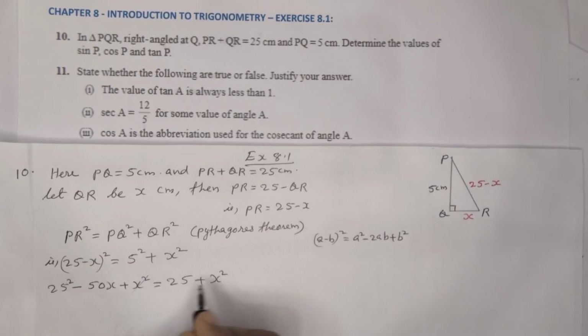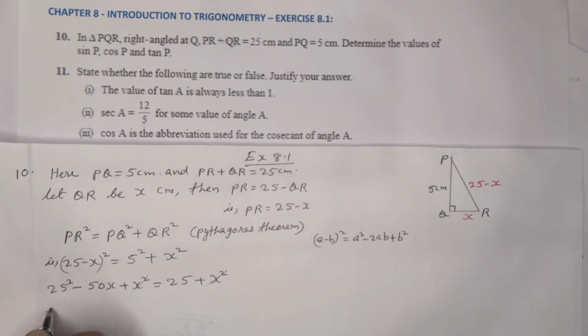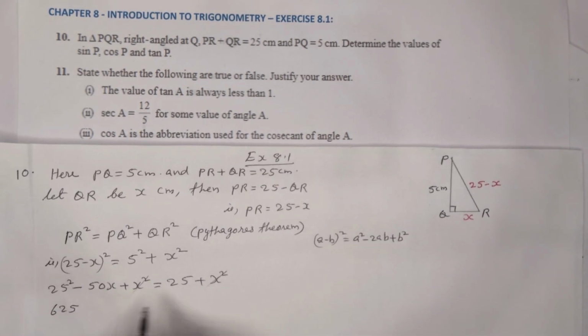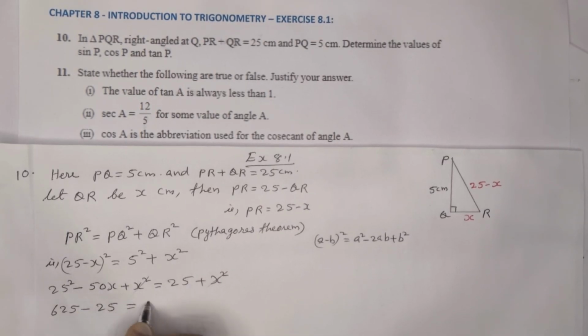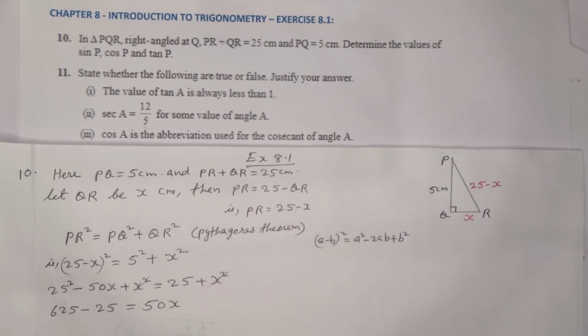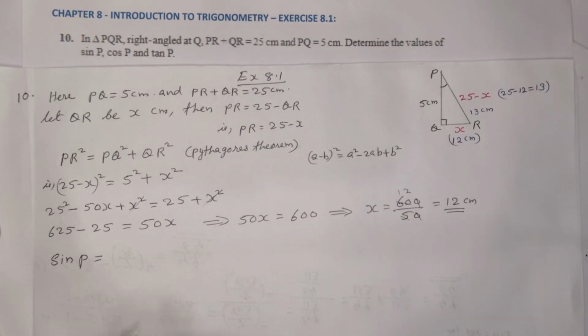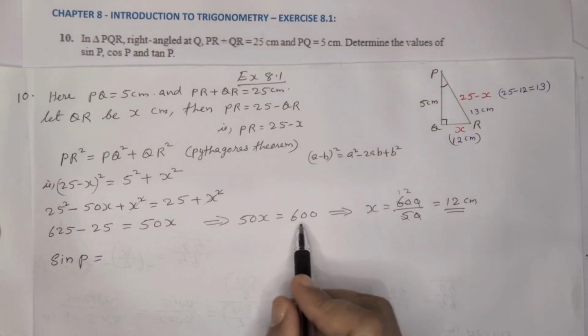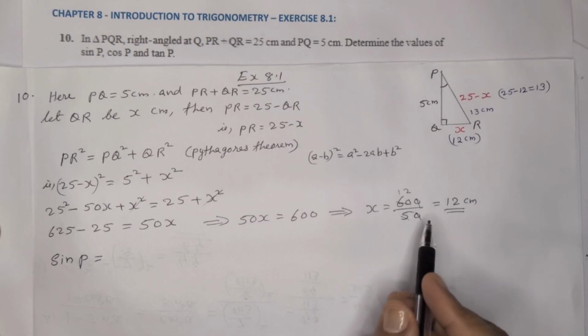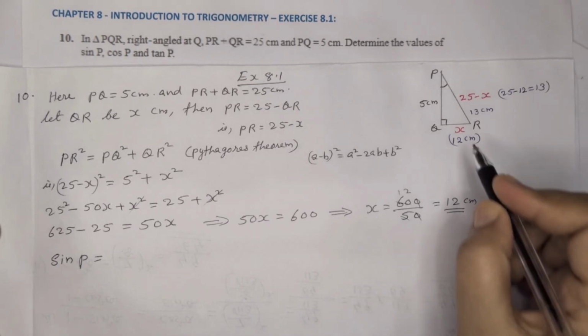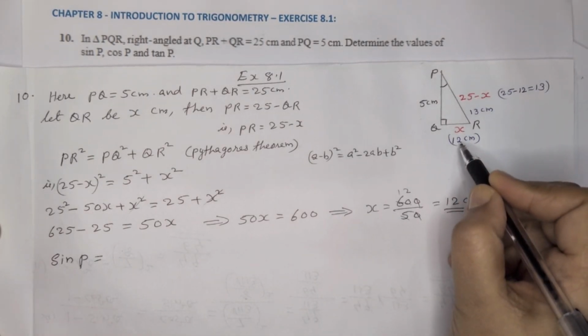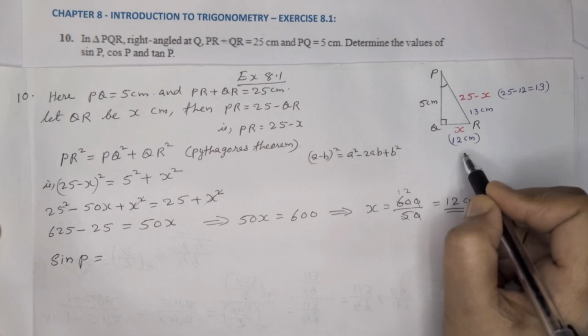We can cancel x square from both sides. 25 square means 625. When we are moving this 25 to this side, minus 25, and this 50x to the other side, then when we are solving this, we'll get the value of x. So 50x is equal to 600, which implies x is equal to 600 by 50, 12 centimeter. That means the value of x, that is QR, is equal to 12 centimeter.